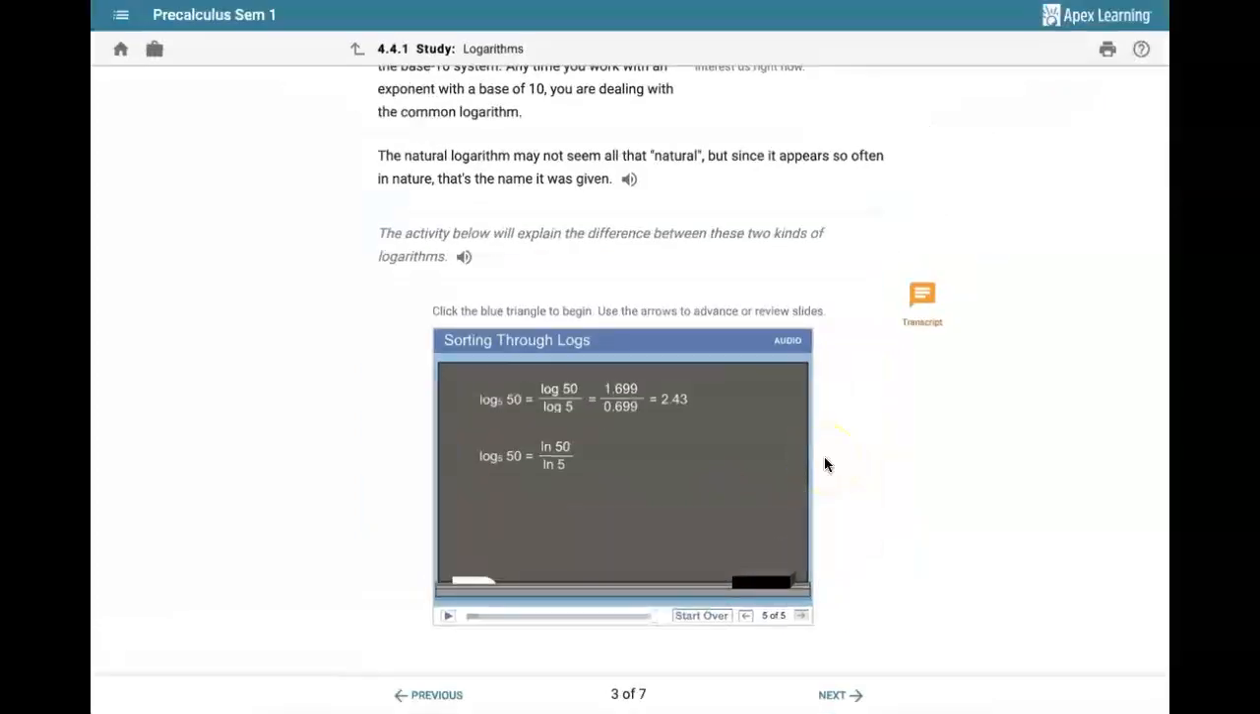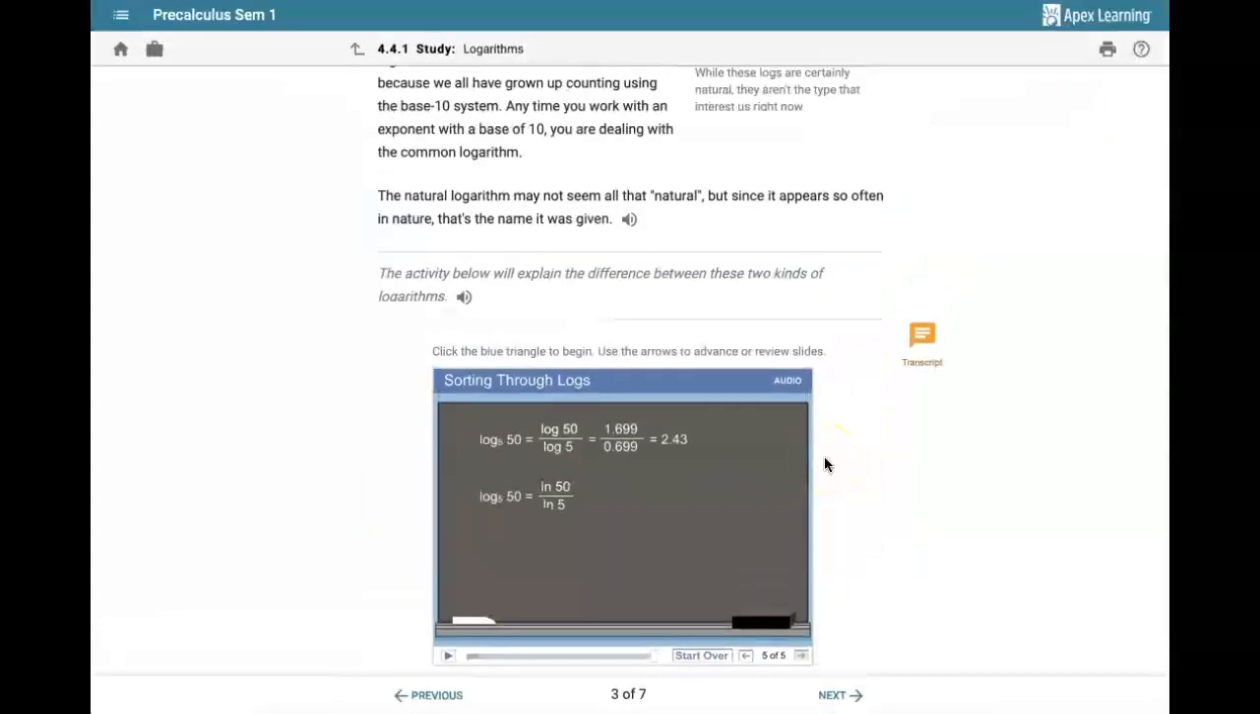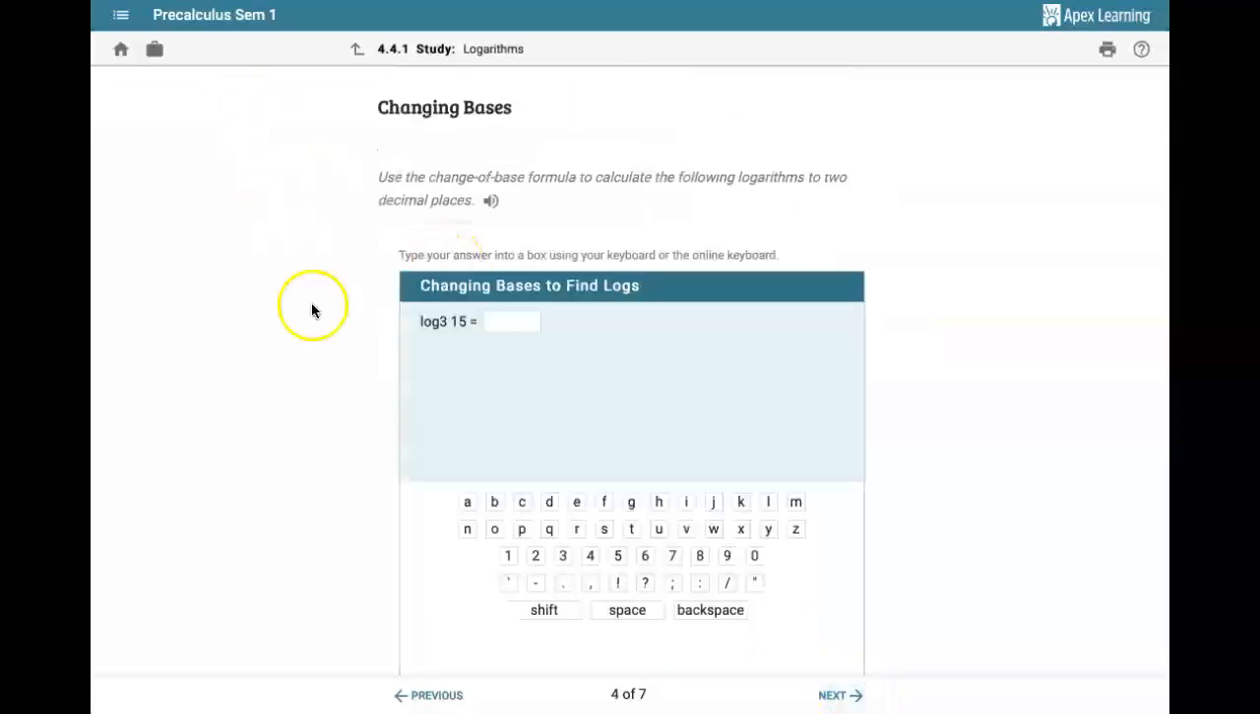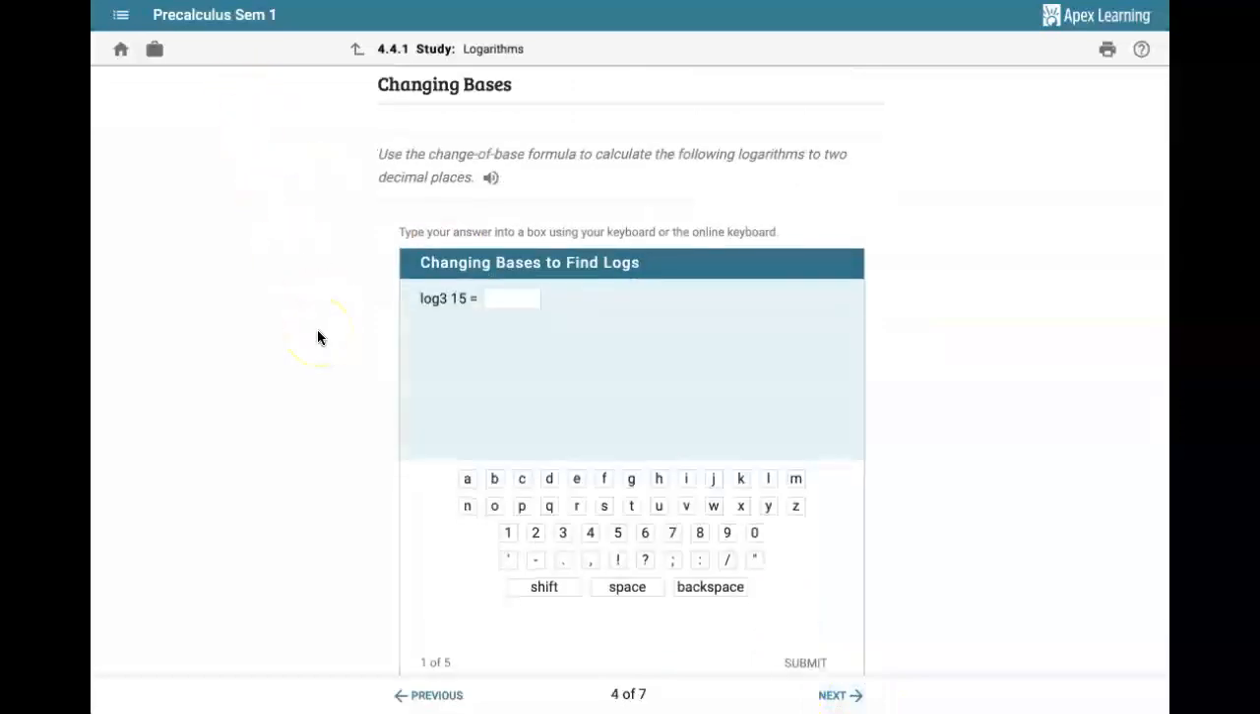So again, we typically deal with our two main ones: the log, which is our base 10, and our ln, which is our natural log, base e. There are other ones, obviously, like log base 5 of 50, but in order to do this, you have to use that change of base equation. So, changing bases here, to write this out, you would have to use your change of base formula.